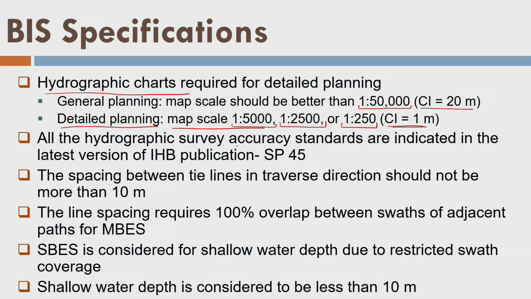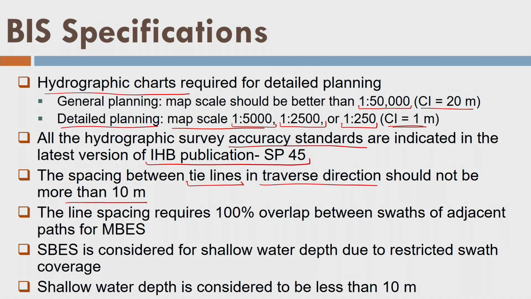The accuracy standards are to be followed as per the IHO publication SP 44, which is nothing but the International Hydrographic Organization. Then the spacing between the tie lines or cross lines in the traverse direction should not be more than 10 meters. Here is a very special thing about the cross check lines. Be careful on this. And line spacing requires 100% overlap between the swaths of adjacent paths for multi-beam echo sounders. That means if I am using a multi-beam echo sounder for very special purpose surveys, then I should have complete coverage of my seabed.